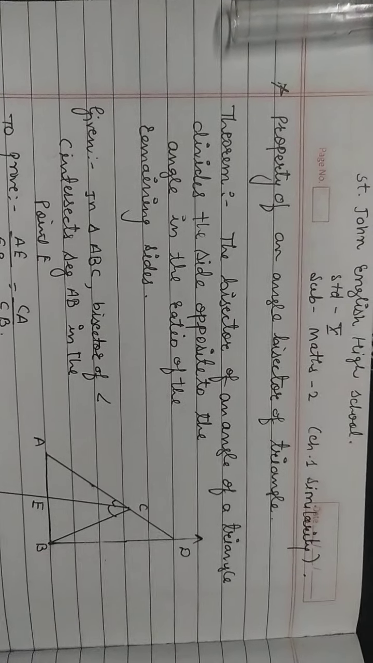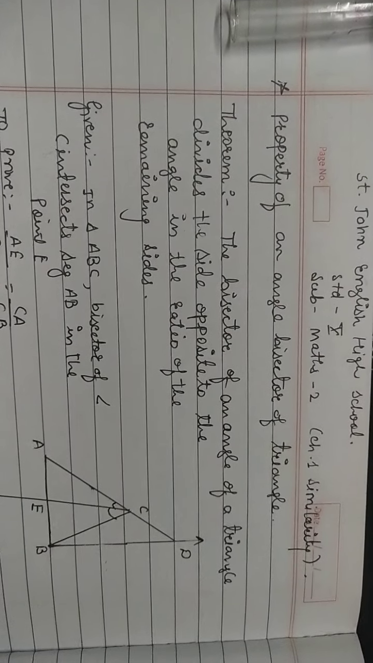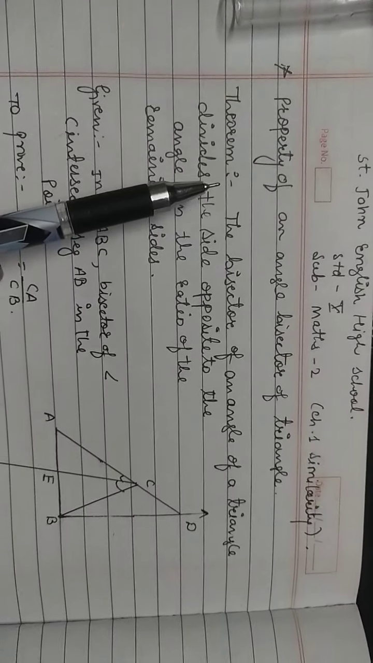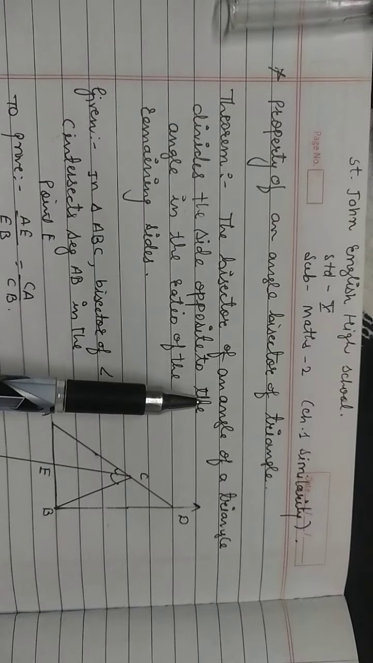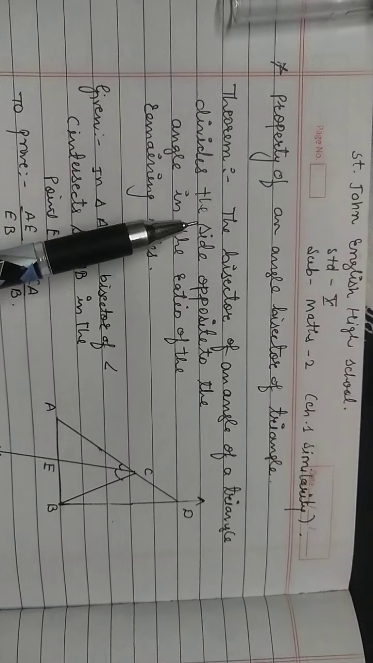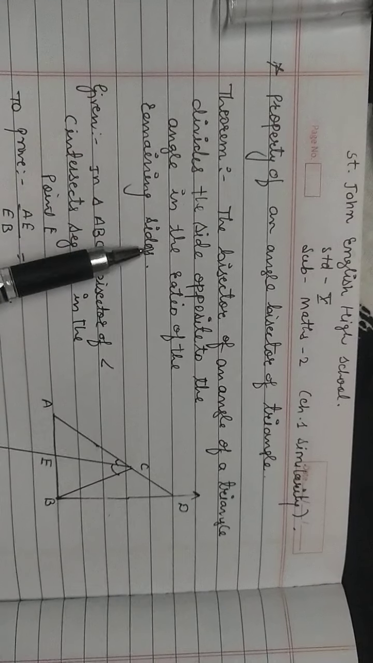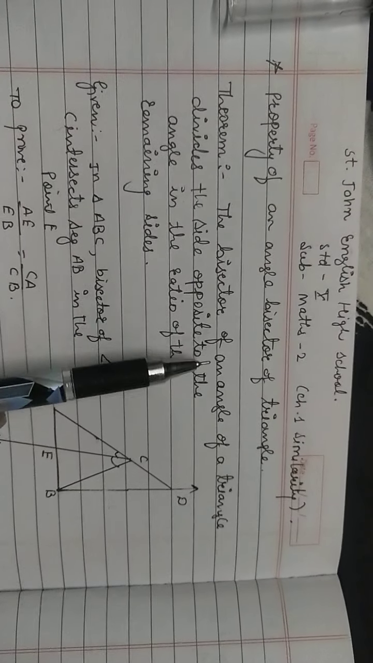Next is the property of an angle bisector of a triangle. First of all, I'll read this statement. The bisector of an angle of a triangle divides the side opposite the angle in the ratio of the remaining sides. What is given to you? The bisector of an angle.